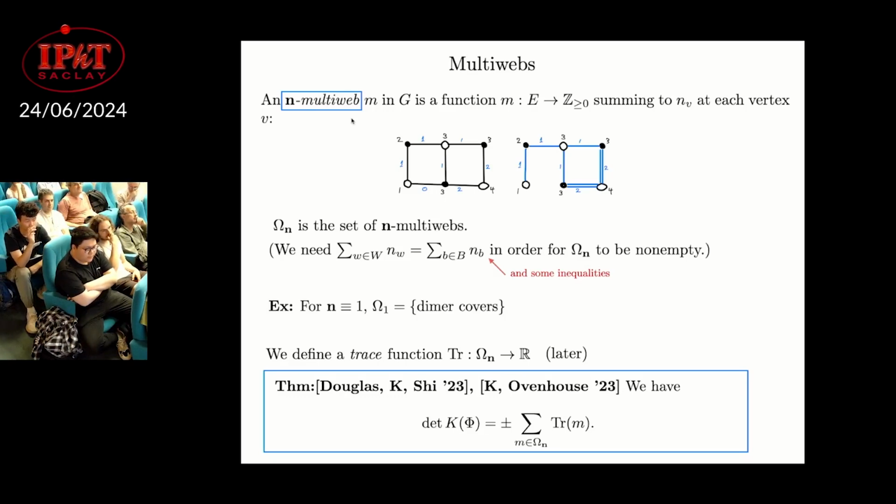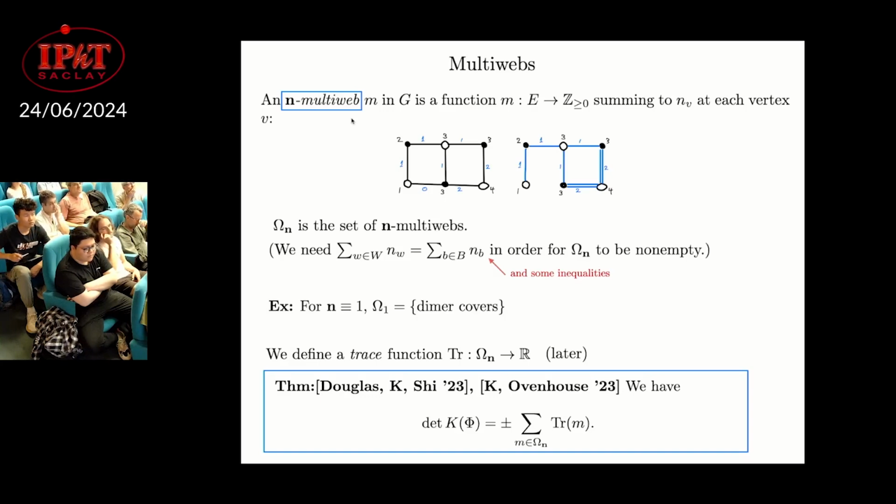Oh yeah, and so let's call Omega_N the set of multiwebs, and for it to be non-empty, there's one obvious condition, which is that the sum of the white multiplicities has to be equal to the sum of the black multiplicities if the graph is bipartite, which it will be for this talk. And there are also some inequalities you need to satisfy.